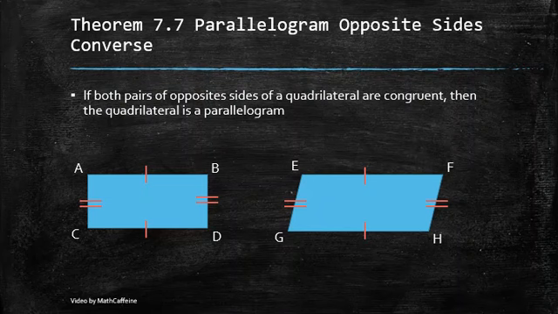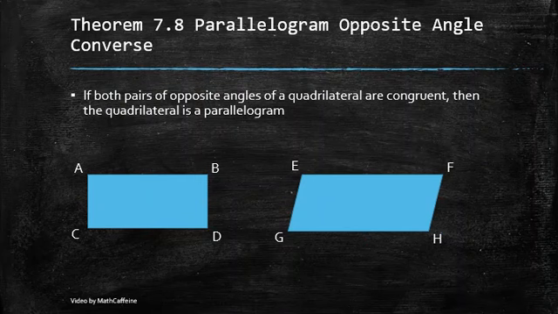Theorem 7.7 is about the opposite sides of a parallelogram. It is the converse of the parallelogram opposite sides theorem. This time, if we can prove that the opposite sides of a quadrilateral are congruent, then the quadrilateral is a parallelogram. Note that in these two figures, a rectangle and a parallelogram, opposite sides are both congruent. Therefore, they are both parallelograms. AC is congruent to BD, AB is congruent to CD. EF is congruent to GH, and EG is congruent to FH.